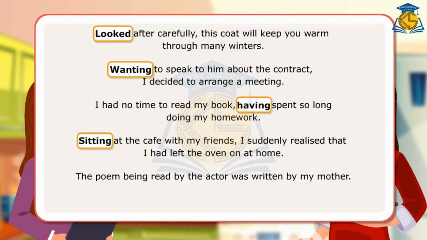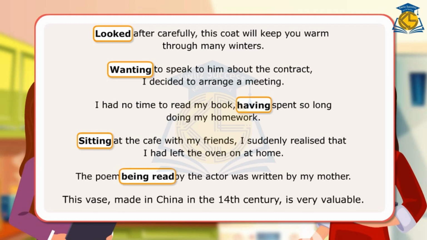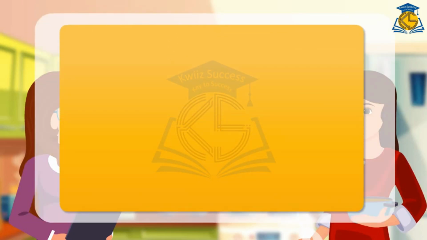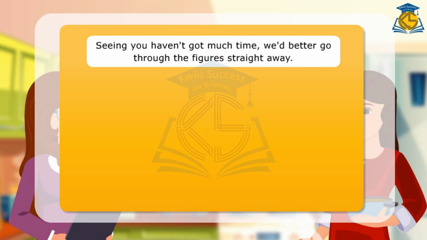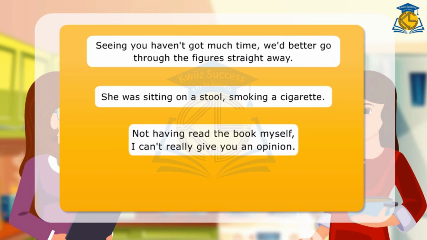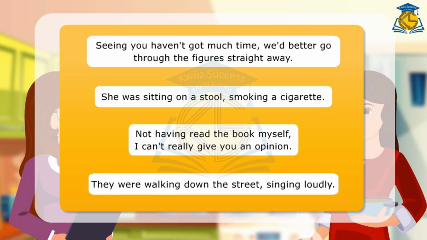The poem being read by the actor was written by my mother. Being plus past participle. This vase made in China in the 14th century is very valuable. Past participle. Here are some more examples. Seeing you haven't got much time, we'd better go through the figures straight away. She was sitting on a stool, smoking a cigarette. Not having read the book myself, I can't really give you an opinion. They were walking down the street, singing loudly.